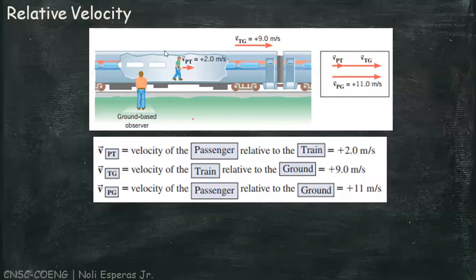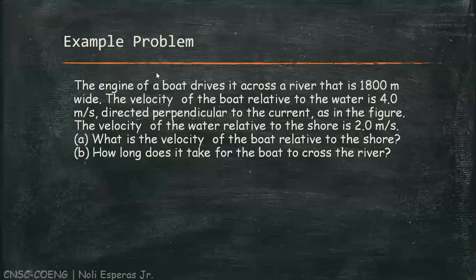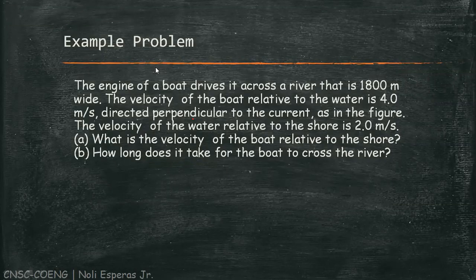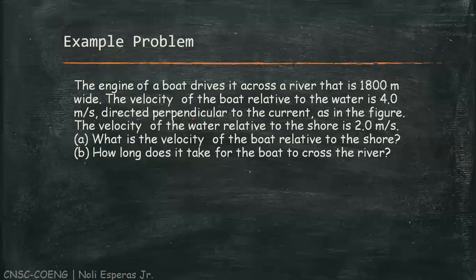Okay, so let's consider this example. The engine of a boat drives it across a river that is 1,800 meters wide. The velocity of the boat relative to the water is 4 meters per second, directed perpendicular to the current, as in the figure, which will be shown on the next slide. The velocity of the water relative to the shore is 2 meters per second. What is the velocity of the boat relative to the shore, and how long does it take for the boat to cross the river?